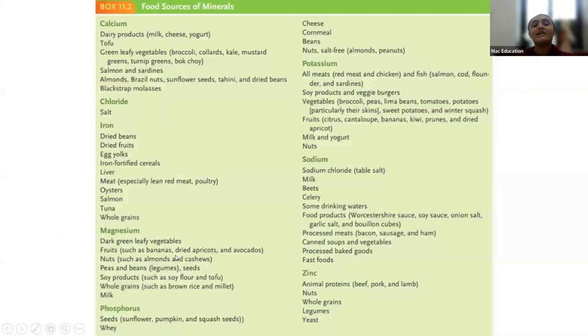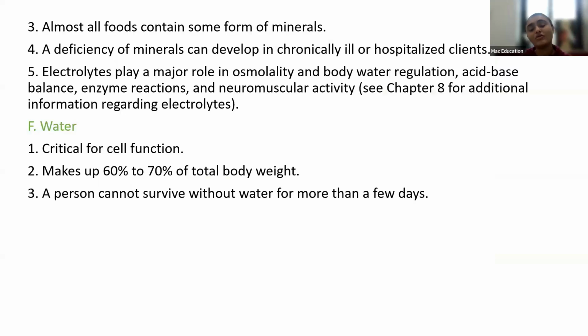So mainly there are calcium, chloride, iron, magnesium, phosphorus, potassium, sodium, and zinc. You have to identify the food that is a source of a specific mineral. Which are the important minerals that you have to remember anyhow? Calcium, iron, sodium, potassium. Yes, potassium and sodium. These are the important minerals. You have to remember all the food sources through which you can get the specific electrolytes or minerals.